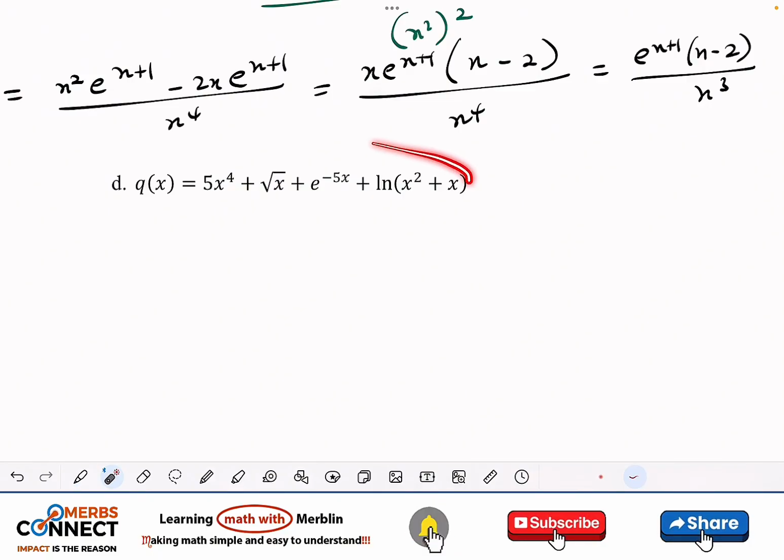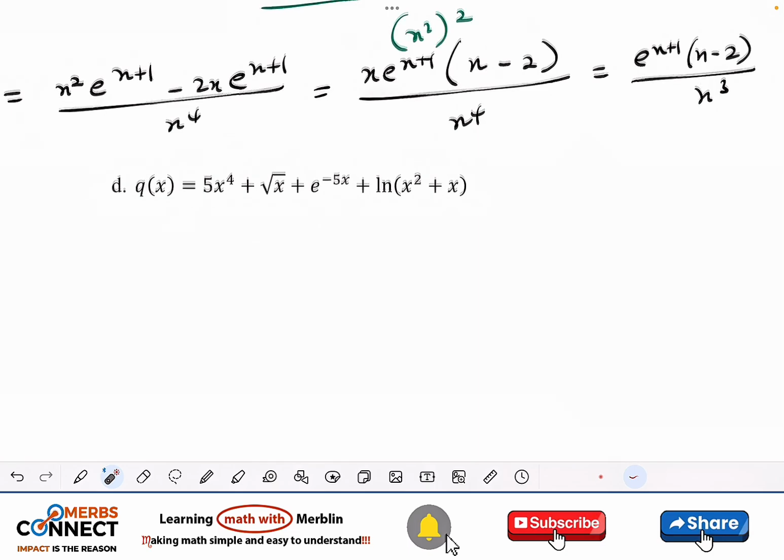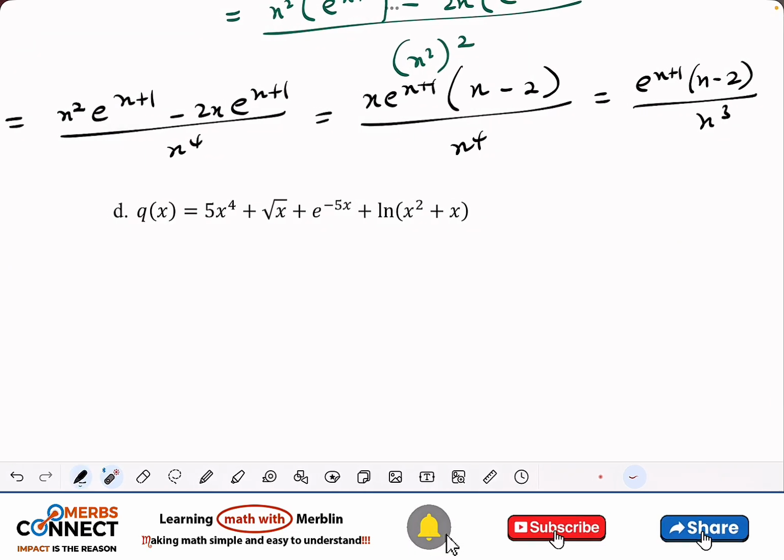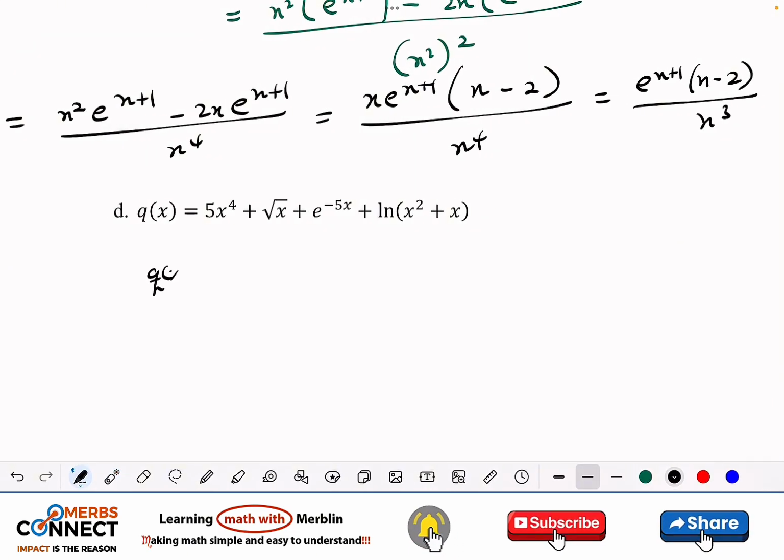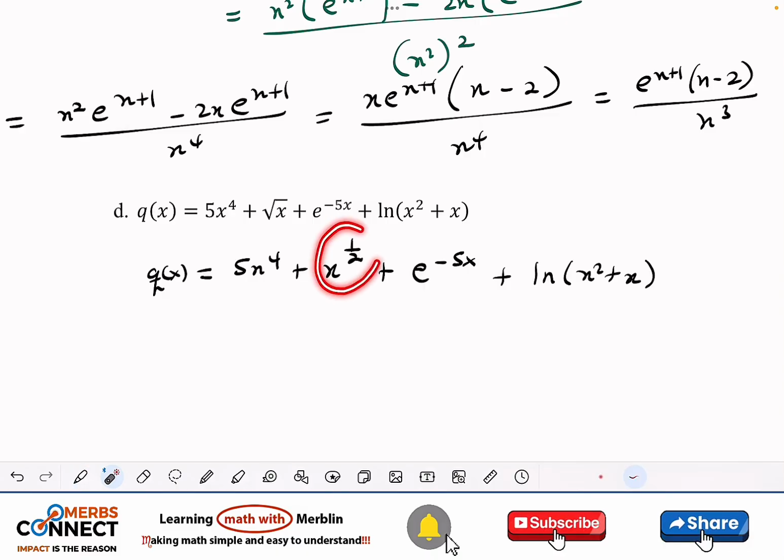Now for us to solve this, we need to simplify some of the functions first before we can go through the process. So Q of x is equal to 5x to the power 4 plus x to the power 1 over 2 plus e to the power minus 5x plus the natural log of x squared plus x. So we just simplified the square root of x so that we can now do it.